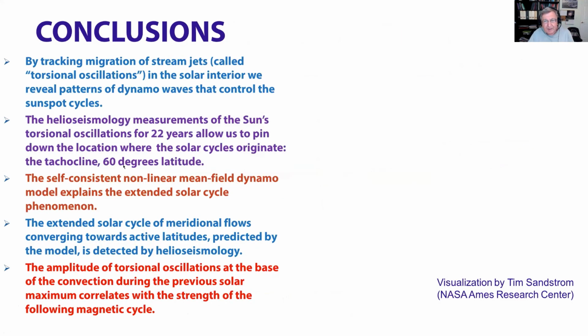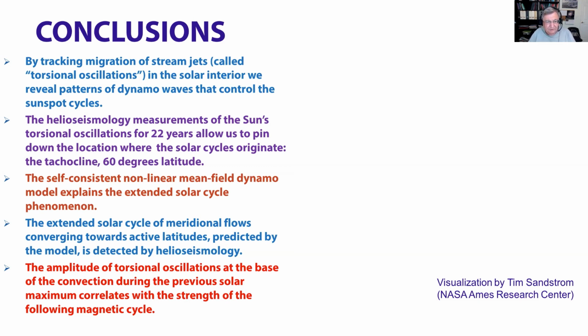So in conclusion, what we can say is that by tracking the migration of these zonal flows, the jet streams in the solar convection zone, we can reveal patterns of dynamo waves that control the solar cycle. And helioseismology measurements of the torsional oscillations for 22 years allow us to pin down the location where the solar cycle originates. So it's probably the tachocline, the bottom of the convection zone, at 60 degrees latitude.